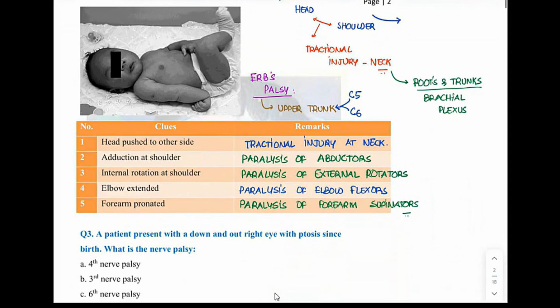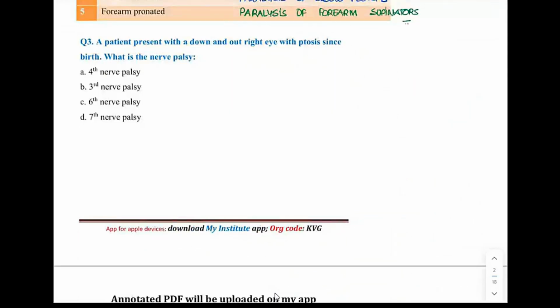Then third question, from extraocular muscles where a patient is coming with a down and out right eye, and it is associated with ptosis. Now, which nerve is paralyzed? Now, you have two ways in which you can solve these questions. Either you go with the theoretical concept of this particular clue, or you go with the theoretical concept of this particular clue. Now, the easier one is if you go with the concept of ptosis.